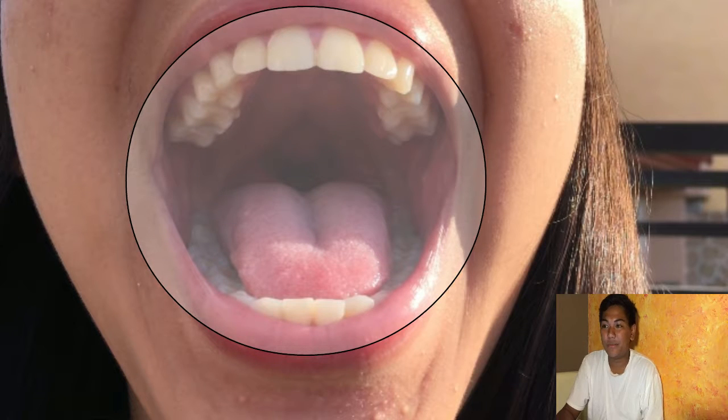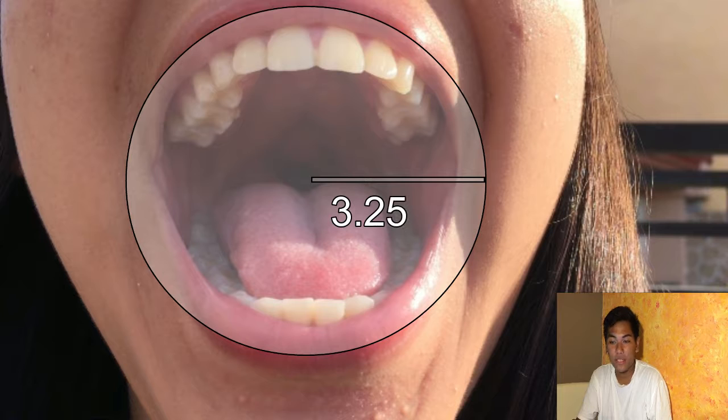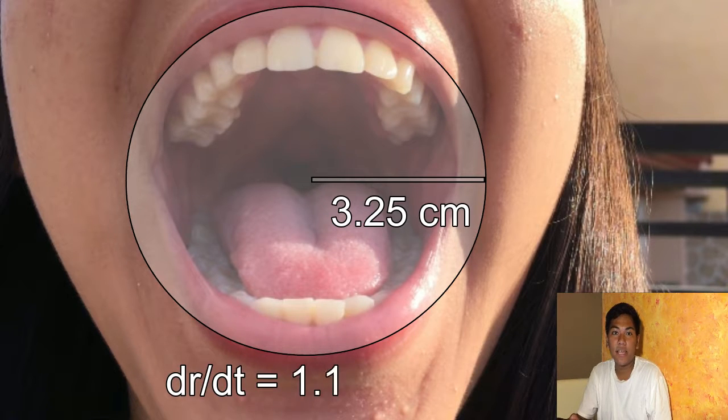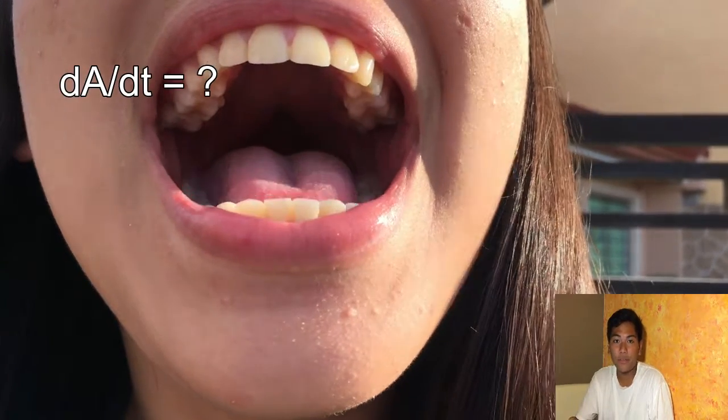In example number 2, the girl saw the boy being slapped by another girl. As an initial reaction, she said "wag," meaning "don't" in English, not knowing that she was already forming a circle. By that, it is now a related rates problem. Assuming that the radius of her mouth is 3.25 centimeters and the rate of change in the radius is 1.1 cm per second, now, how do we calculate the rate of change in the area of her mouth as it opens?